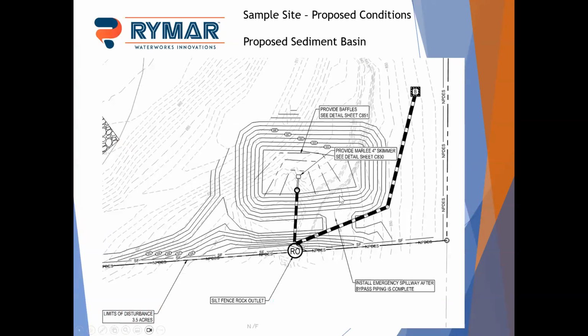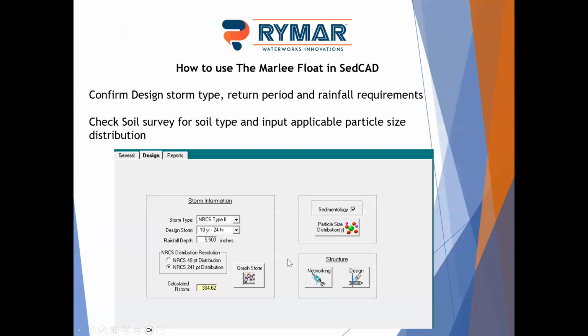So then we've got a proposed sediment basin here. So you've got your outlet structure. And during construction, we've got a skimmer put in here to meet the surface withdrawal requirements, an emergency spillway, and a rock outlet here. This pipe here is catching some bypass water coming around the basin.